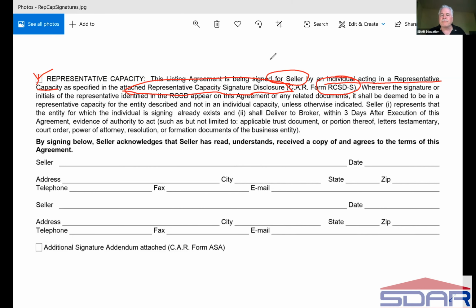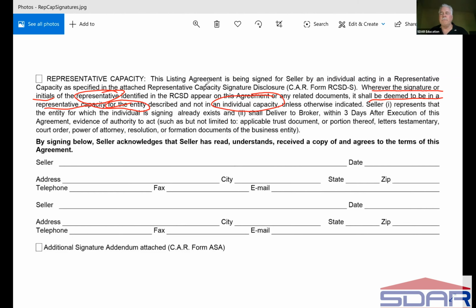That being said, anywhere that I sign, this document says that wherever the signature or initials of the representative identified in the RCSD appear on this agreement or any related documents, it shall be deemed to be in a representative capacity for the entity described and not in an individual capacity. So I am signing on behalf of another entity, but I'm the natural person signing for it.